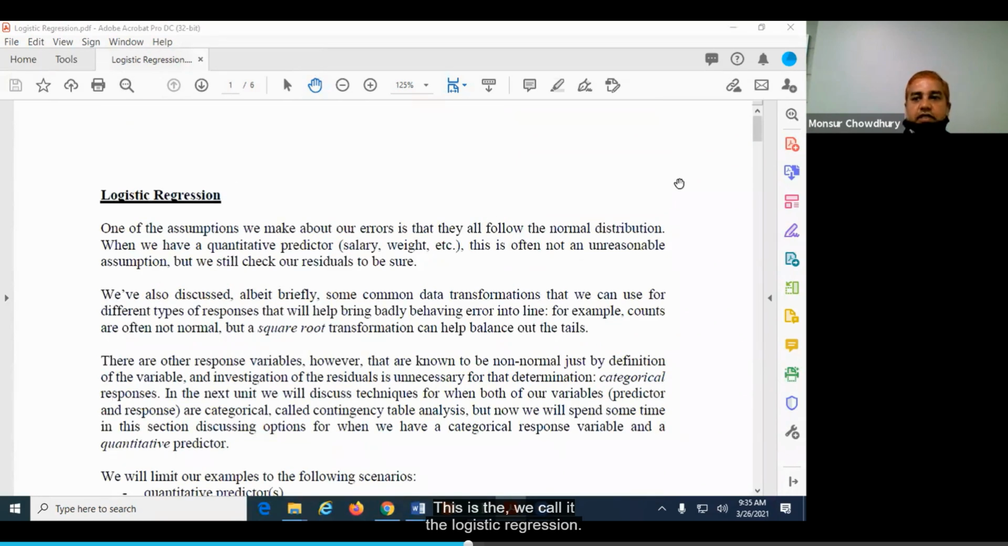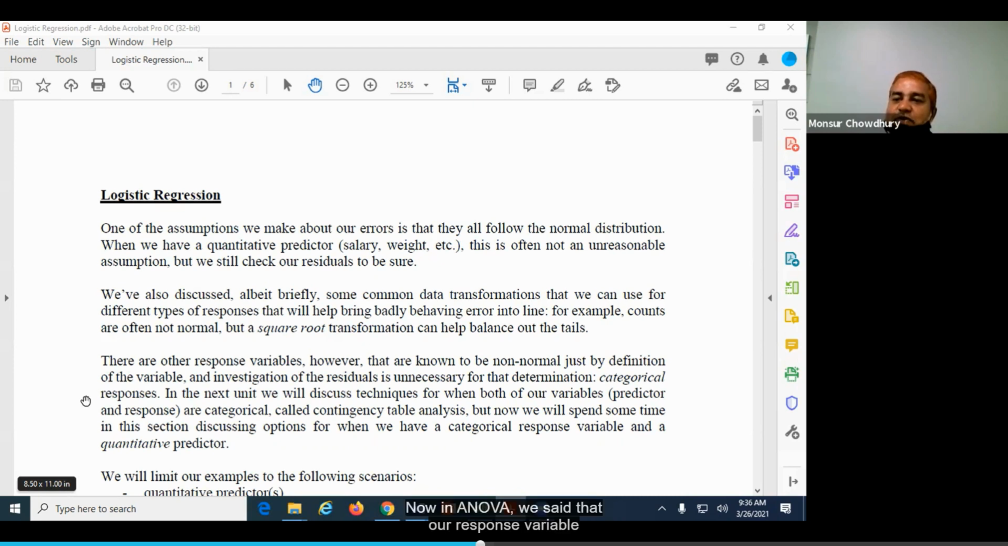So this is what we call logistic regression. What is the difference between logistic regression and the multiple regression or simple regression, or ANOVA or ANCOVA that we learned so far? So far we considered that our response variable is continuous. Now in multiple regression, our response variable is continuous and our predictors are continuous as well. We have more than one predictor. This is multiple regression.